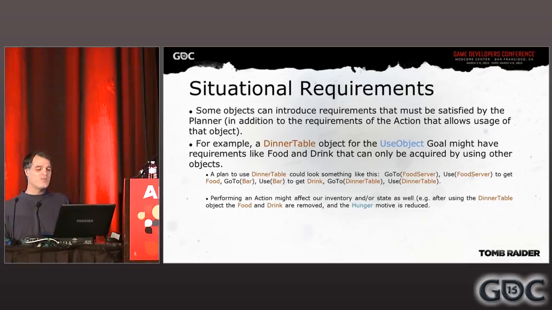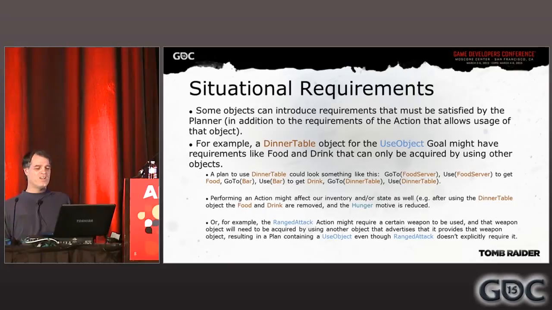We also might have something where perhaps a ranged attack action requires the machine gun, as I mentioned earlier. But the ranged attack action doesn't know anything about ammo. It's going to leave it to the planner to determine that, well, if I'm going to use the machine gun, I need to have a certain amount of ammo. And that means I'm going to have to go out and go to a drawer or something like that as part of my plan to acquire the ammo in order to do the ranged attack.